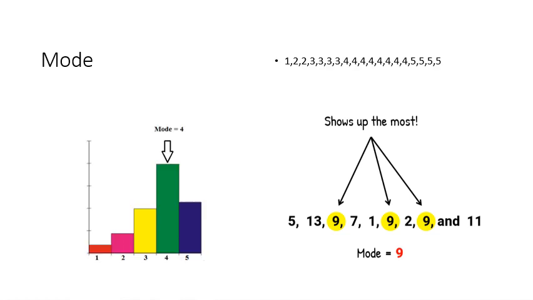Here in this histogram, we can see that the mode is 4. It represents the tallest bar. And that represents these data right here. You can see that the number that shows up the most frequently when we look at our list is indeed the 4. So the 4 is the mode.